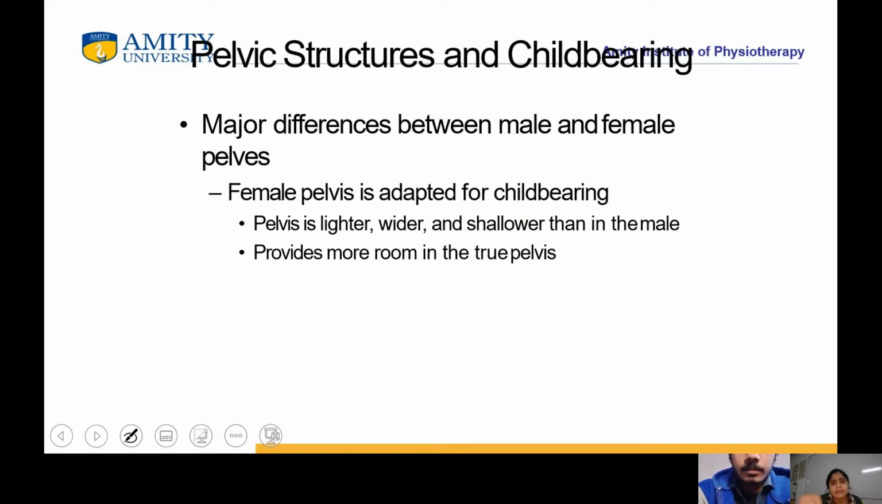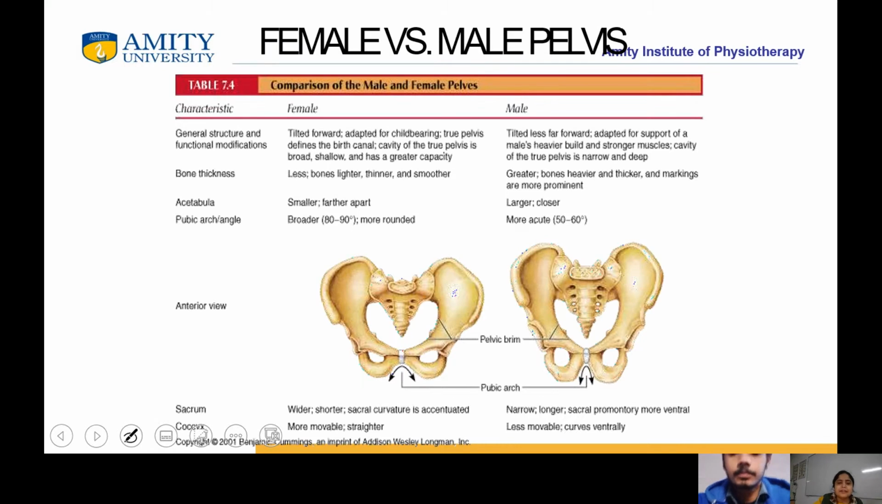Okay. Then there are pelvic structures in childbearing. So the major difference between the male and the female pelvis is that the female pelvis is adapted for childbearing. Why? Because this pelvis is lighter, because it has to connect with the birth canal, wider and shallower than in males, and it is providing more room for the true pelvis. Now this is the difference between the female and male pelvis.